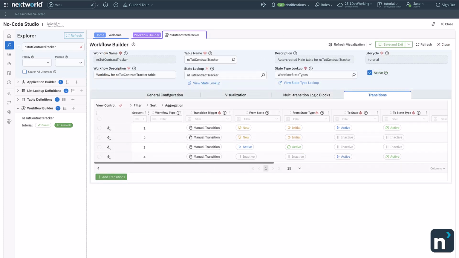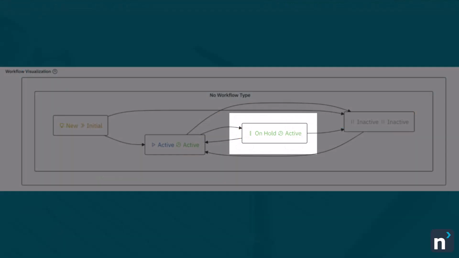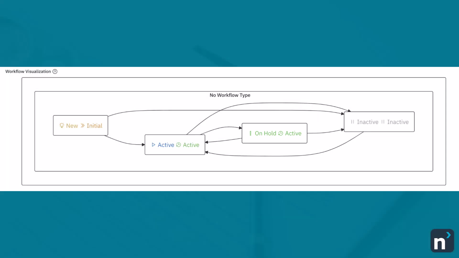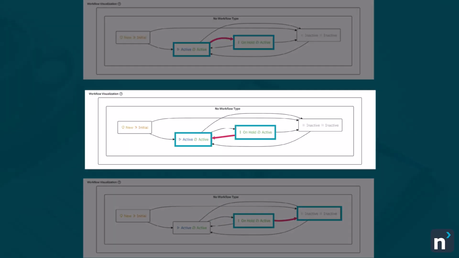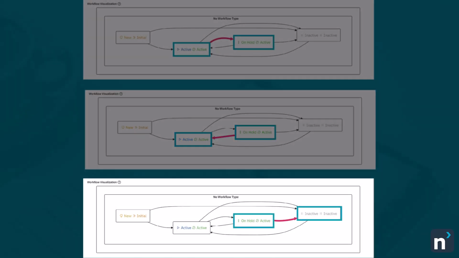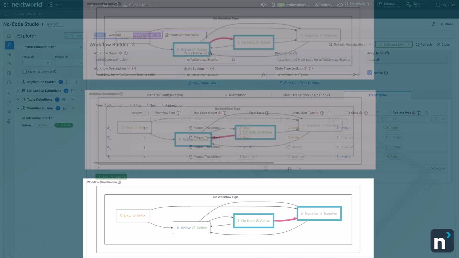Now back to the workflow builder. The new step of On Hold needs to move in 3 ways. As a result, we'll create 3 transitions. Move a record from active to on hold status. Move a record back to active from being in on hold status. And move an on hold record to inactive status.